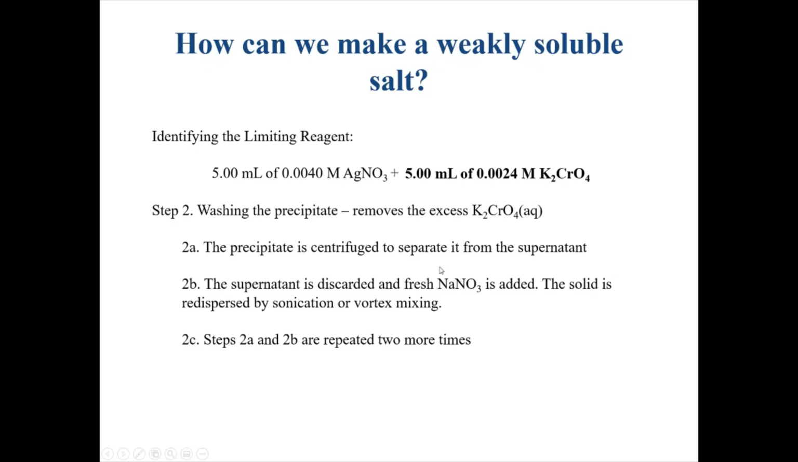Now, one thing that you should note, the reason why we're doing this in NaNO3 is to maintain what we call a similar ionic strength. We need to have the chromate in a solution where we can control the amount of ions that are around it. It has an impact on its UV-vis spectrum, and we're going to talk about that in a second. So we want to make sure that the conditions by which we measure the chromate are the same for when we do our calibration curve and when we do our experiment with the weakly soluble salt. So that's why we have the NaNO3, and we'll talk a little bit more about that when we get to the calibration curve and the determination of the weakly soluble salt concentration.